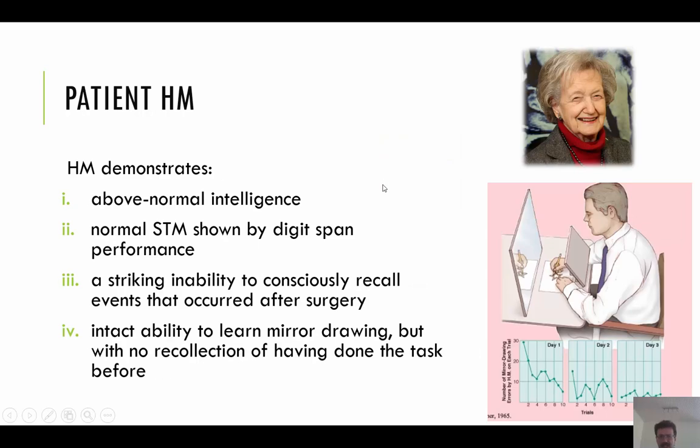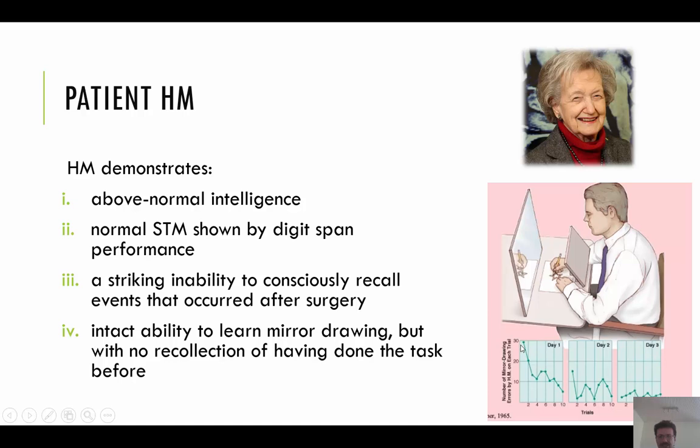Now let's return to the previous slide. On this previous slide, the fourth point here was very, very interesting. As Dr. Milner was working with HM, one day she asked him to perform what's called the mirror drawing task. In this task, you have to draw a star, not by looking at it on a piece of paper and copying it, but by looking at it in its reflection in the mirror. And we know mirrors laterally invert things. And so when you try to do a drawing like that, it's very difficult at first. And you make a lot of errors as seen in this graph here.